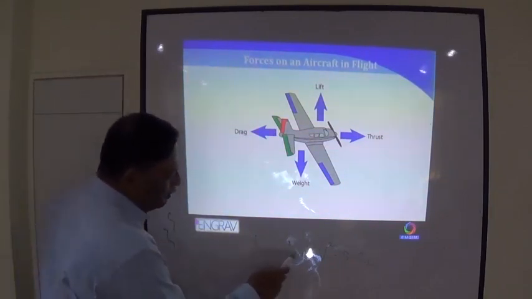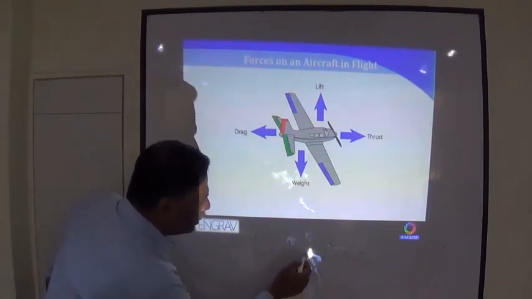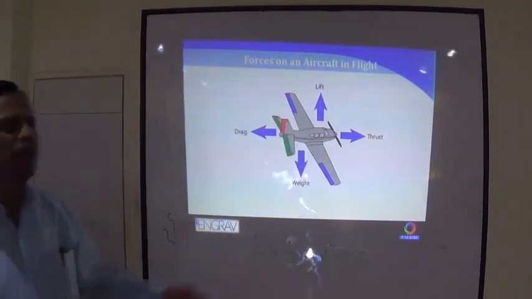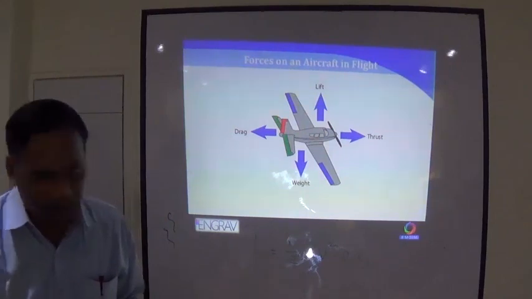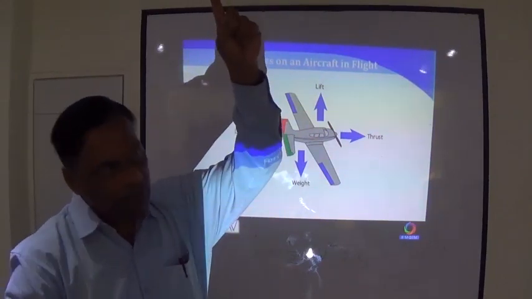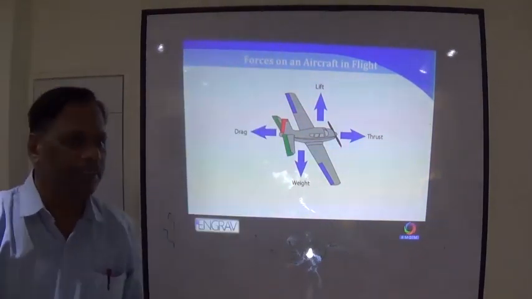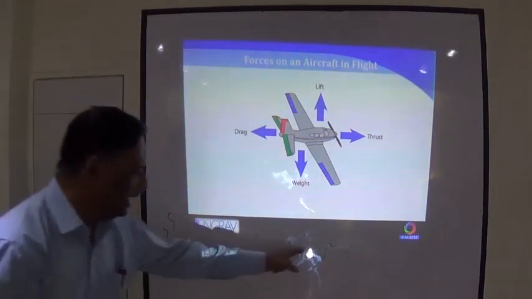Lift is directly proportional to the density of the air. You have no control over it. At ground level, you have higher density air. As you go up in altitude, at 30,000 feet, the density of air is less. So this is an environmental factor.